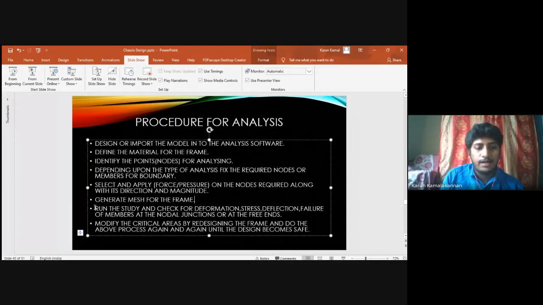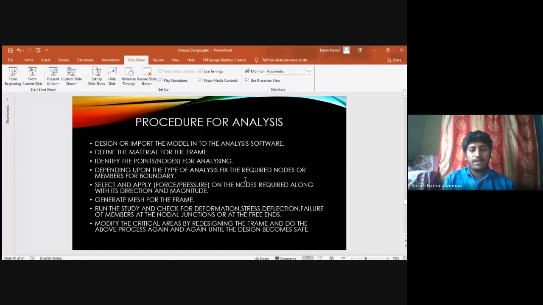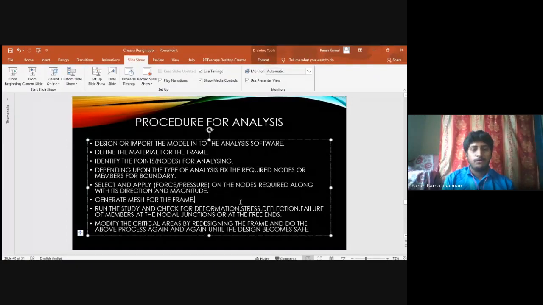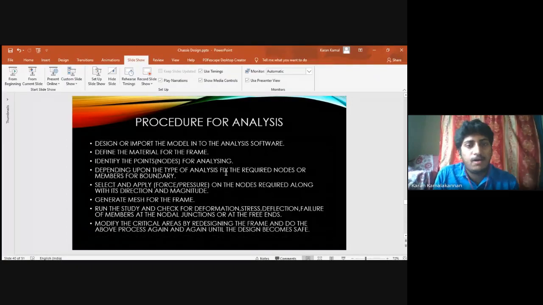And next, you should run the study by giving the load scenarios, and you must check for the deformation, stress, deflections, failure of members and where, the factor of safety and other things. After this, when there is a failure, or any modification needed, you must modify it again and again until the design becomes safe and fit for usage. So this is a brief procedure for doing an FE analysis for a frame.